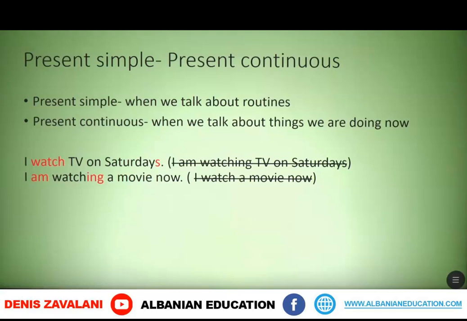For example, I watch TV on Sundays. We cannot say I am watching TV on Sundays. And I'm watching a movie now. Of course, we cannot say I watch a movie now.